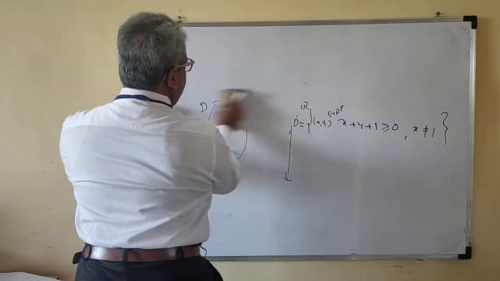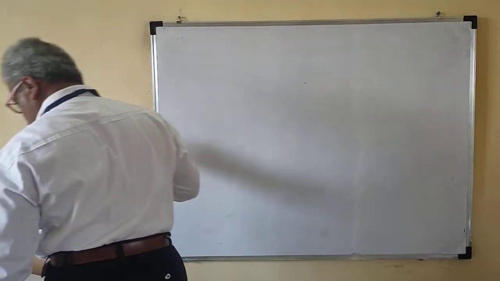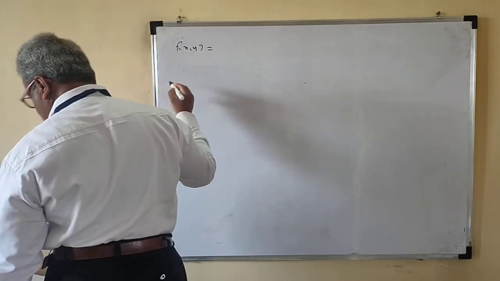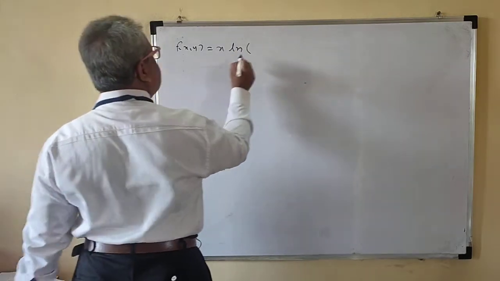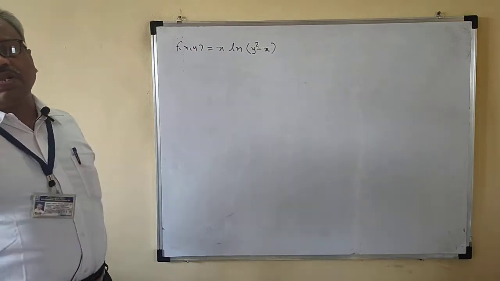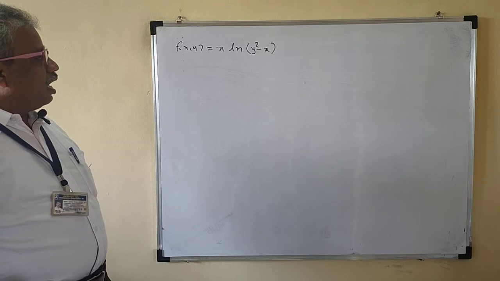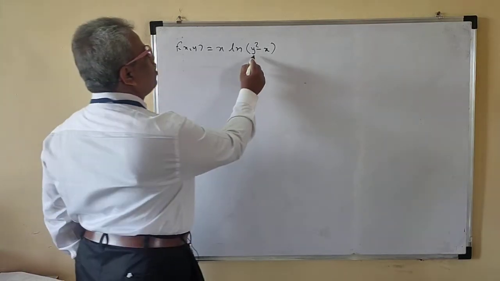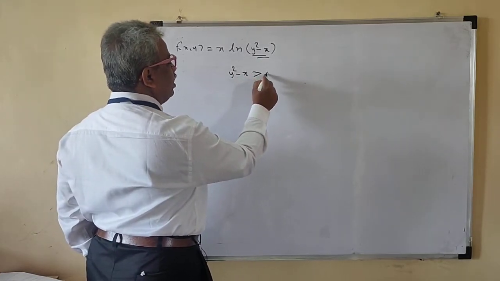Now we'll take a second function. F of xy is equal to ln, ln means log, of y square minus x. Now you also know that log of a negative number does not exist, and log of 0 also does not exist. So the only problem is here now. So what we have to do? This y square minus x must be strictly greater than 0.